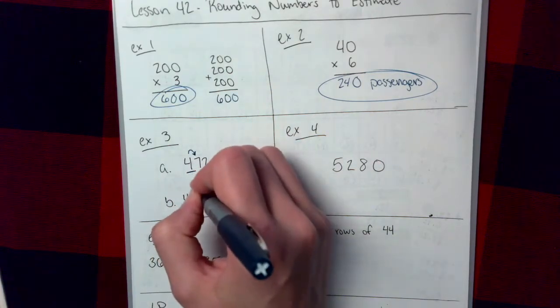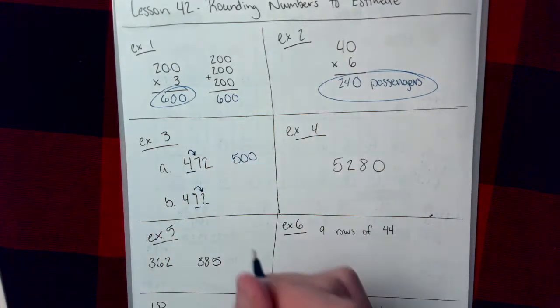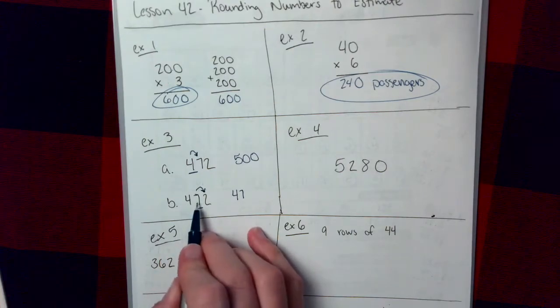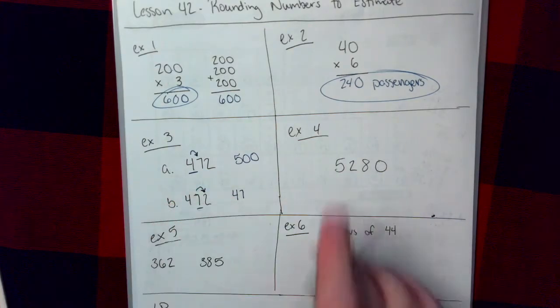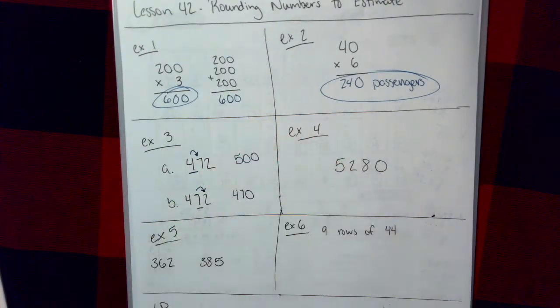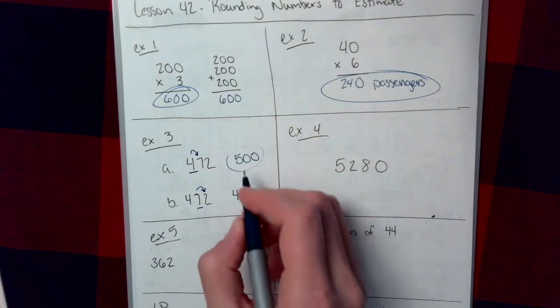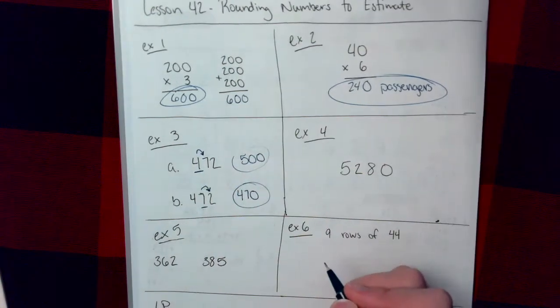Here, the 7 looks at the 2. The 2 tells the 7 don't get no more. So the 4 stays the same. The 7 is going to stay the same. And then after we round, we turn the rest to zeros. So A, 500. B, 470.